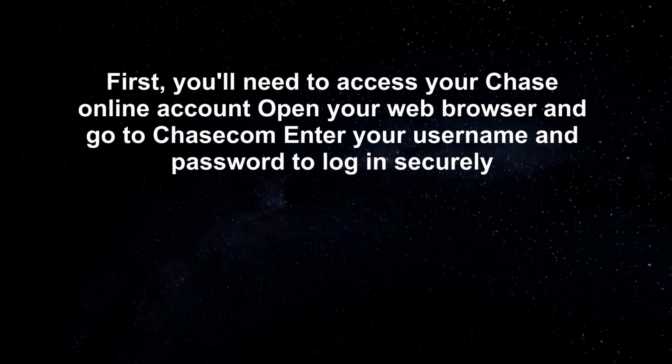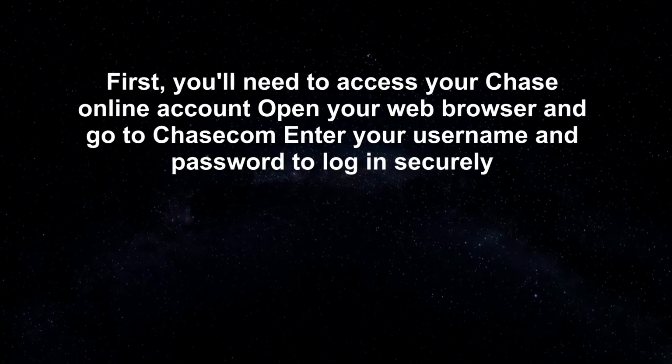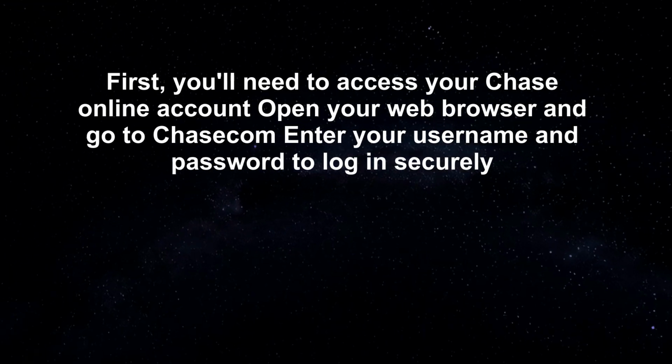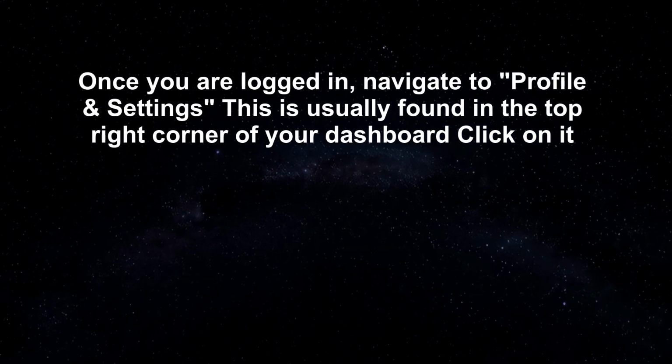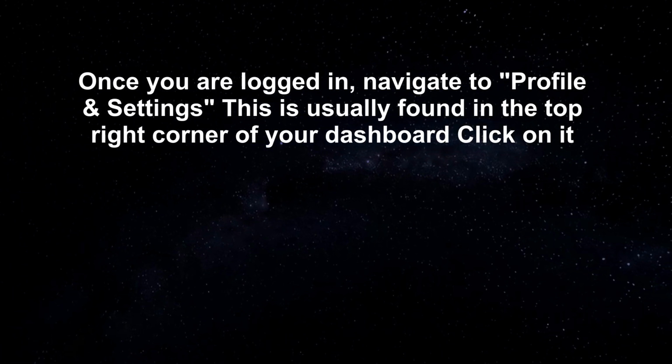Open your web browser and go to Chase.com. Enter your username and password to log in securely. Once you are logged in, navigate to Profile and Settings. This is usually found in the top right corner of your dashboard.